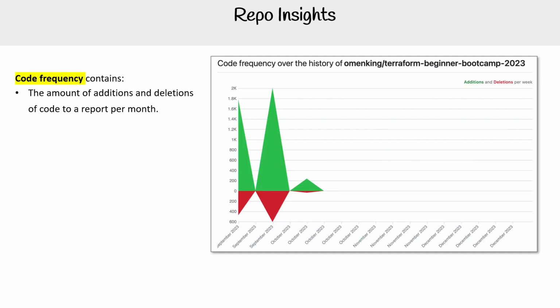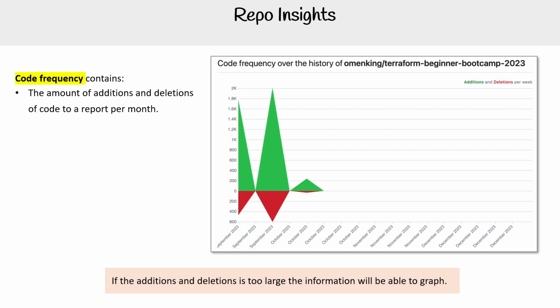Then we have code frequency. This contains the amount of additions and deletions of code to a repo per month. I really wrote that weird, but you get the idea that you have additions and deletions over time. And I noticed that for really large repos, they can't even render it. So this is not really useful for large open source projects, but you can see it in smaller projects.